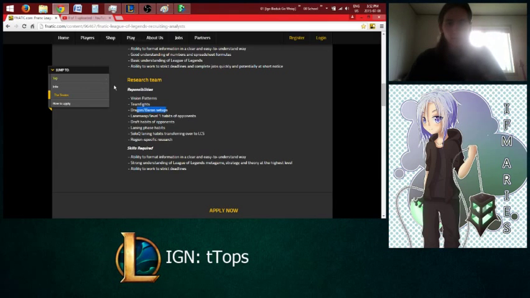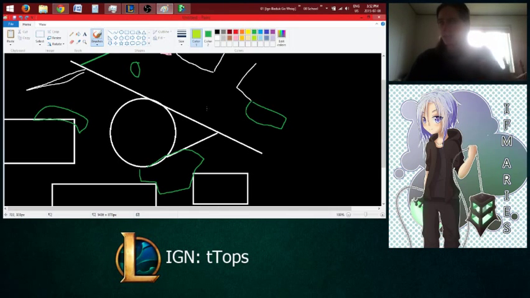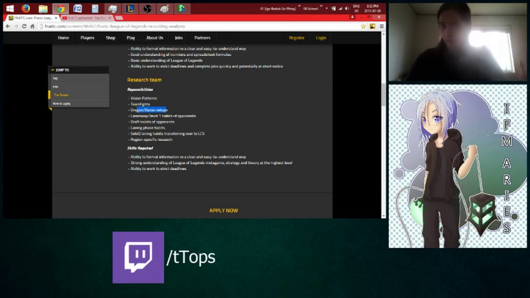How often do they ward in certain places? How long do they usually take to set up for Dragon or Baron? Do they set up for Dragon 2 minutes in advance with green wards? Do they set up 30 seconds in advance? Do they usually not get the first Dragon?